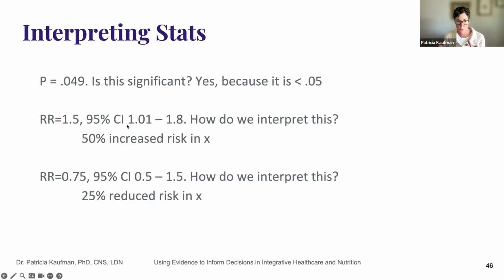So it's actually, you want a tighter range, and that gets you more confidence in this number before the 95%. If we look at a relative risk of 0.75, what does this tell us? Here again, it's sitting in this range, so there's a 25% reduction in the risk of X.